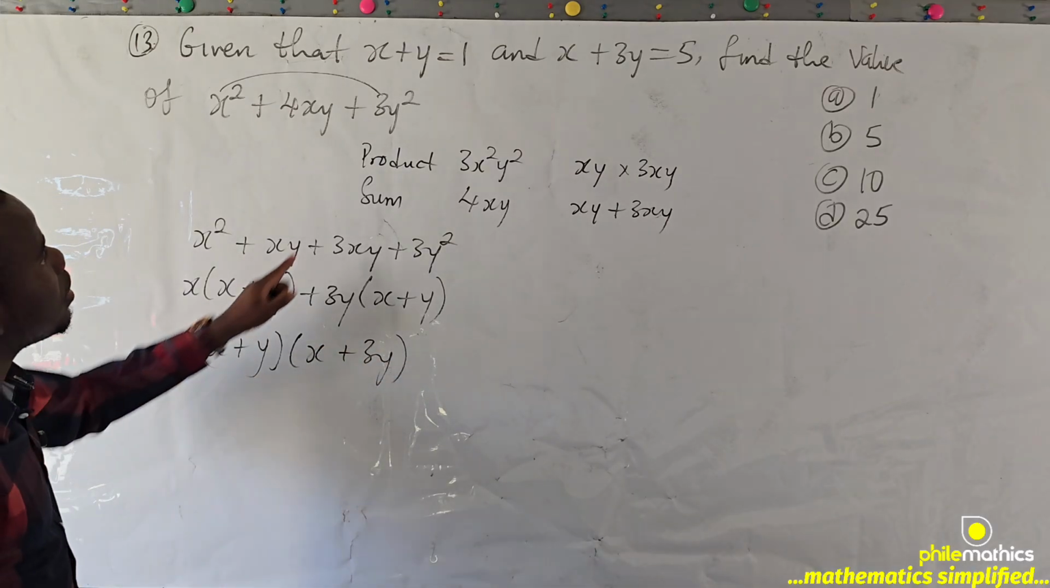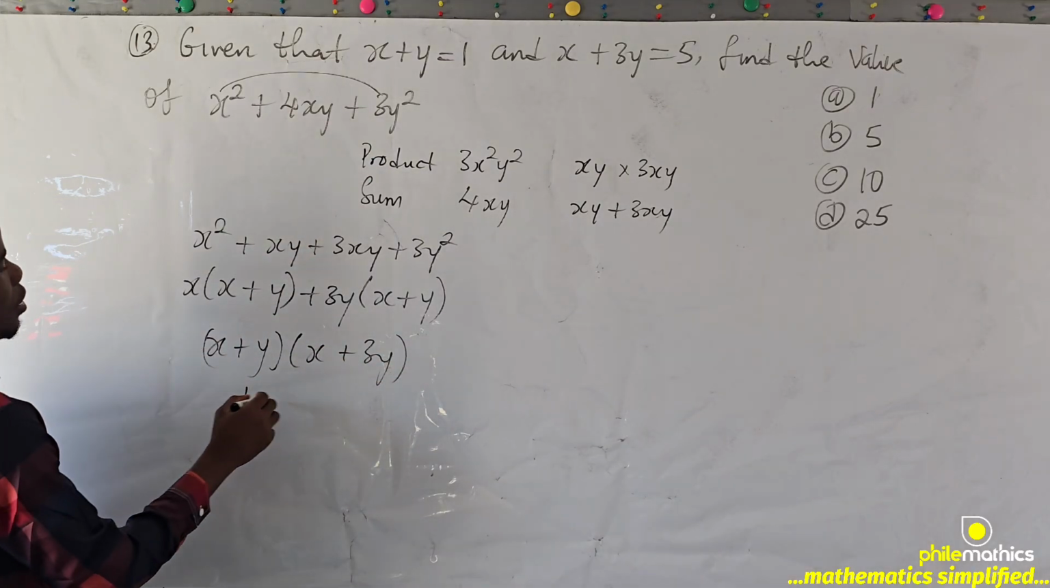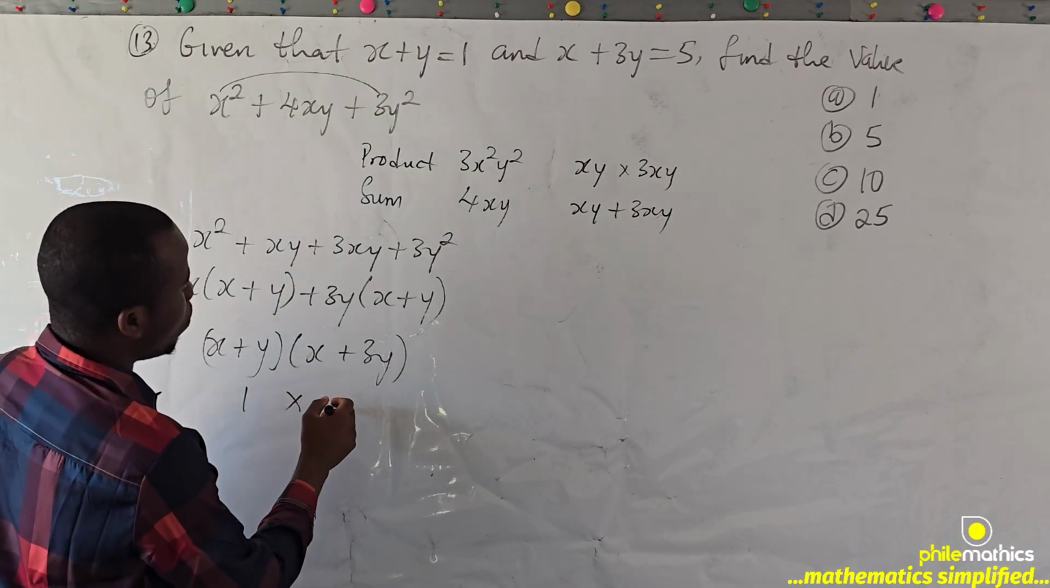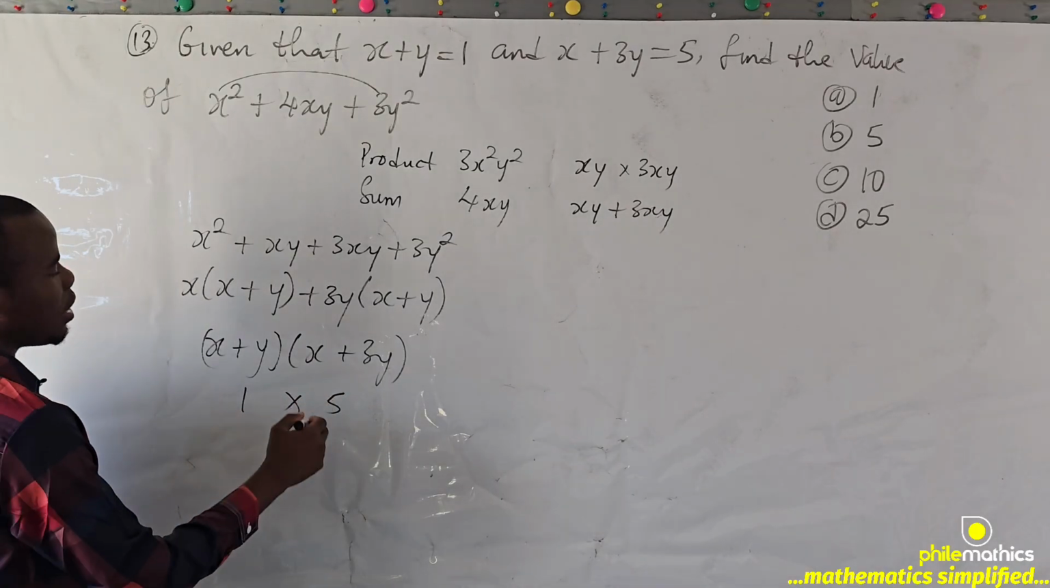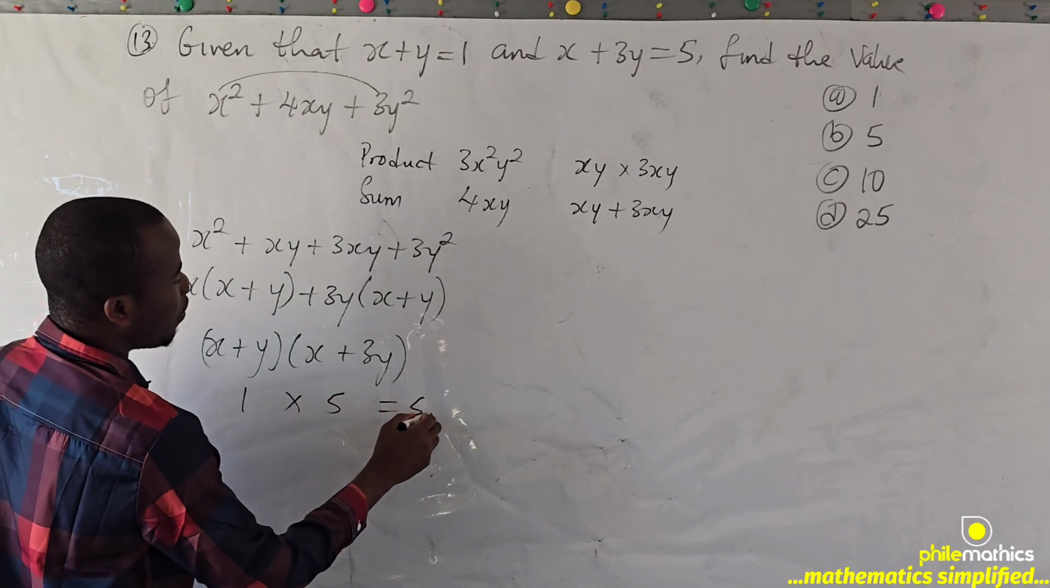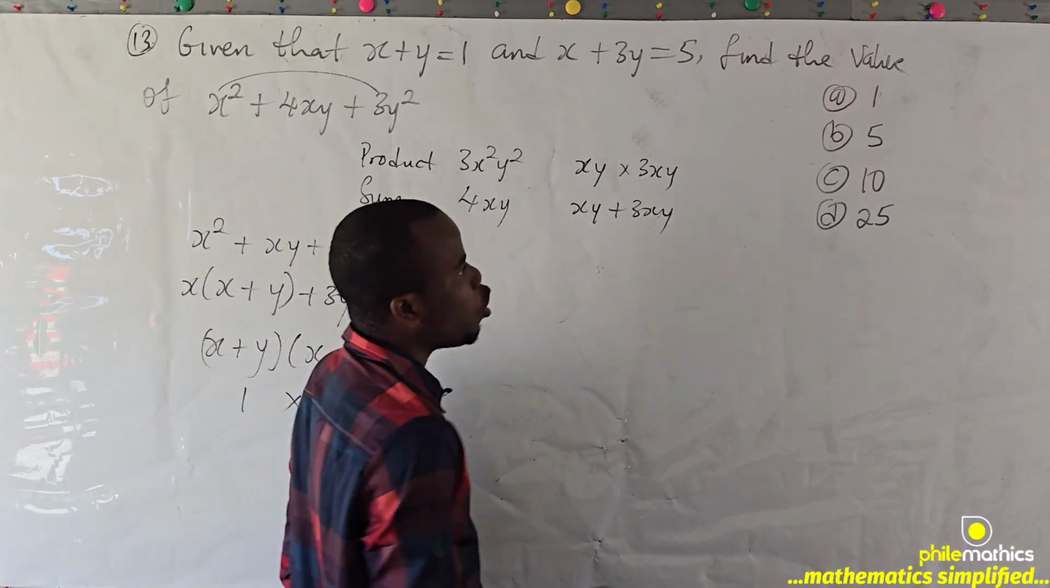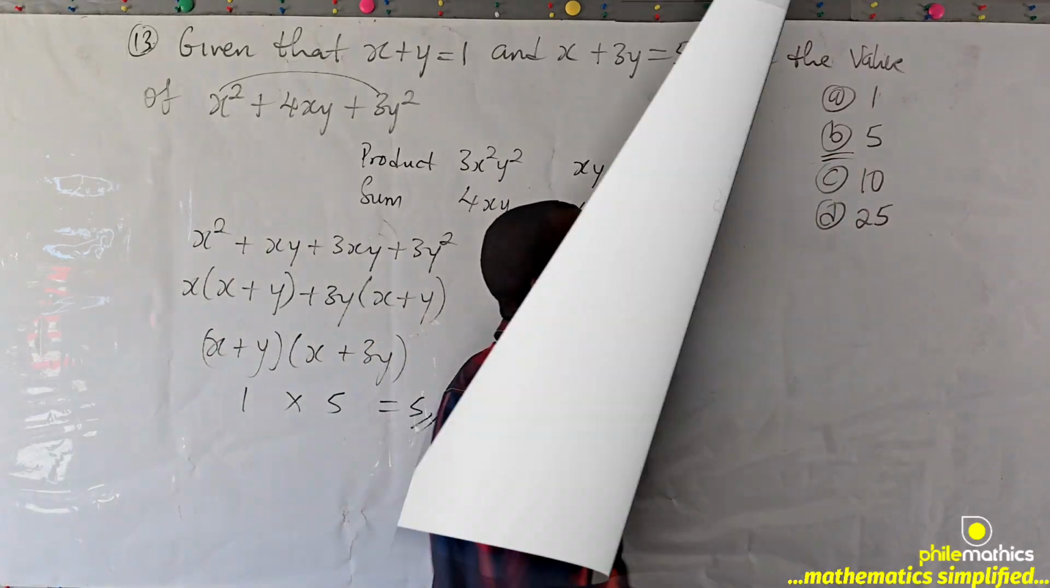Now we are told that x plus y is 1 and x plus 3y is 5. And 1 times 5, simply 5. So that our correct option is B.